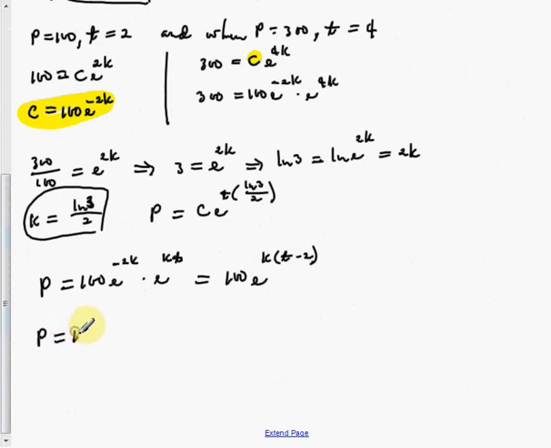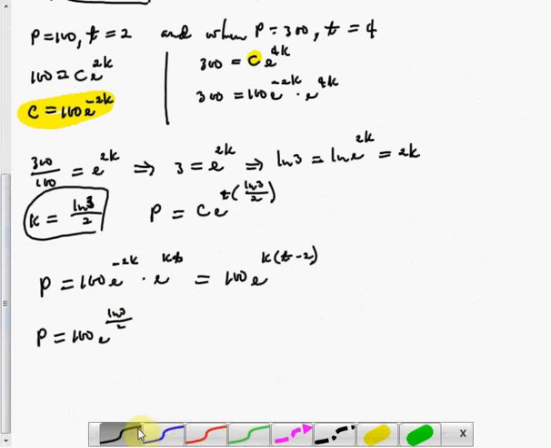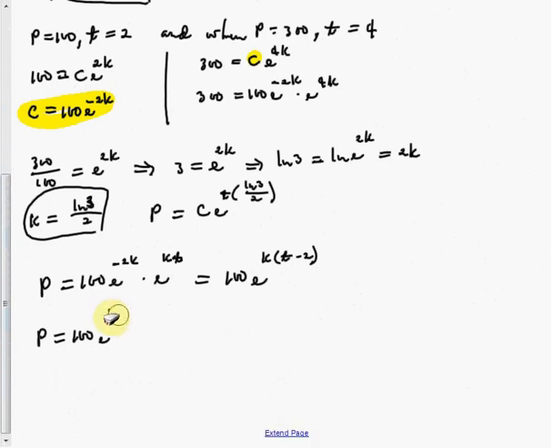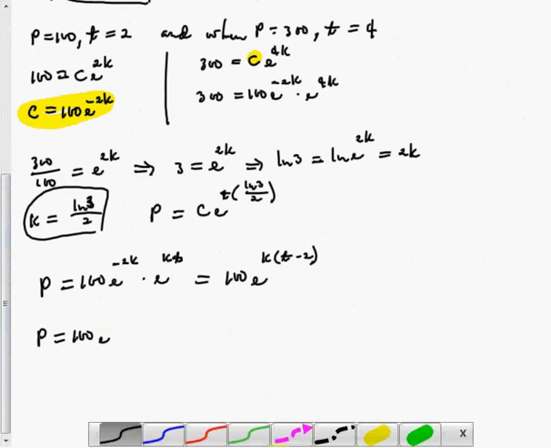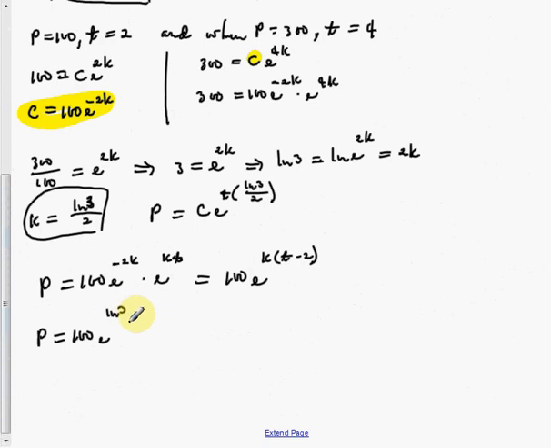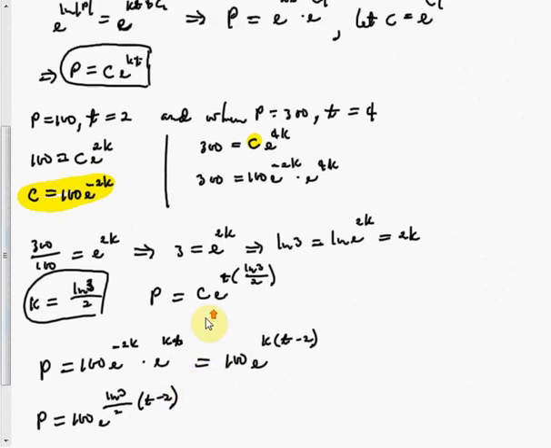So P is equal to 100 times, we know what k is, right? So k is this natural log of 3 over 2. The natural log of 3 over 2. And then this guy is times t minus 2. Let's go back and look at the question now.